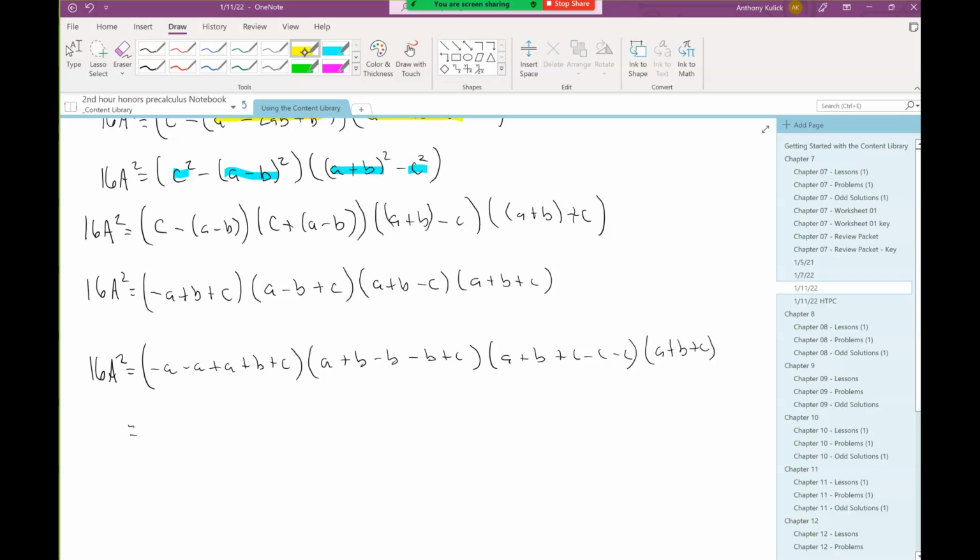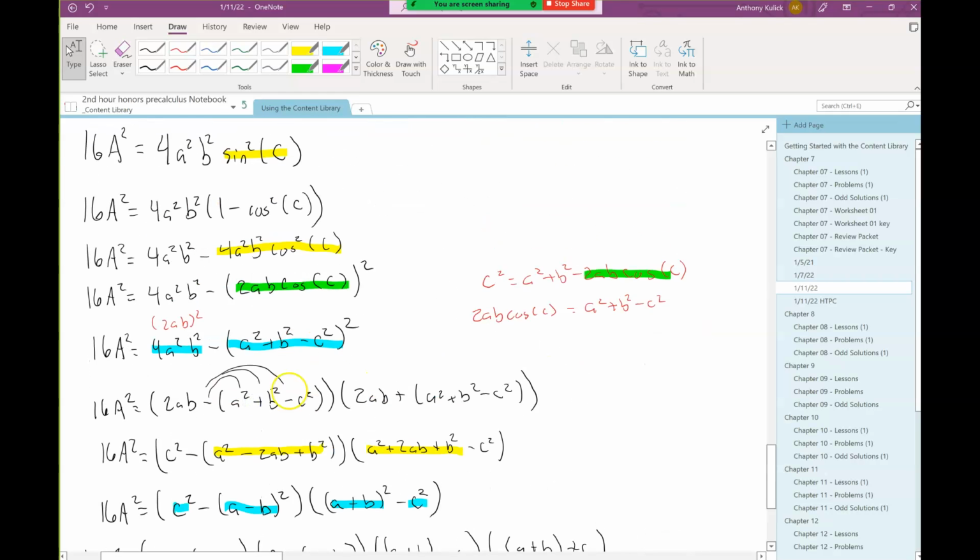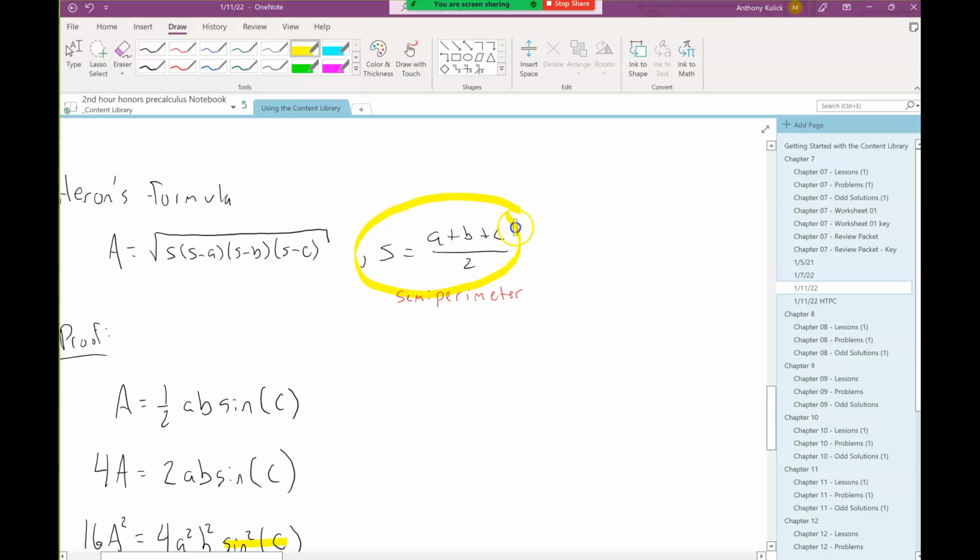Now, if you notice, here I have an a plus b plus c. Here I have an a plus b plus c. Here I have an a plus b plus c. And here I have an a plus b plus c. Everybody agree with that? Note that S was equal to a plus b plus c over 2 in our formula. Right? You remember that, where we quoted it at the very beginning here? So 2S is equal to a plus b plus c.